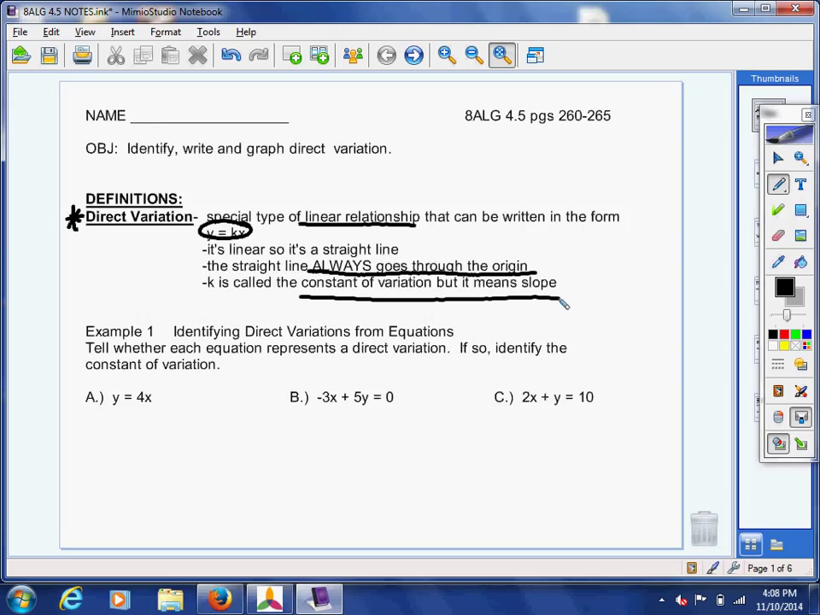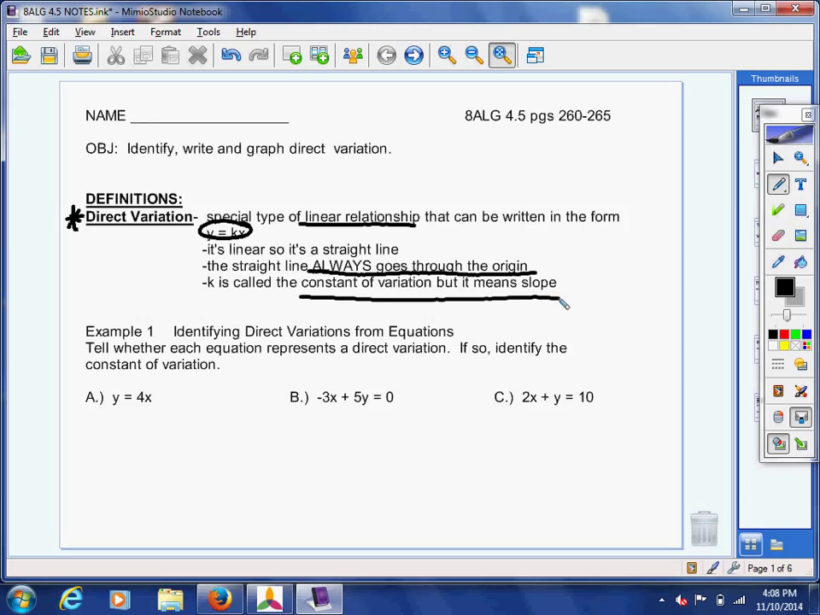So let's look at example 1. In this particular example, we're going to identify direct variations from equations. And I've got 3 of them here for you to look at. We're going to tell whether each equation represents a direct variation. And if it does, we're going to identify the constant of variation. So let's go ahead and get started with letter A.